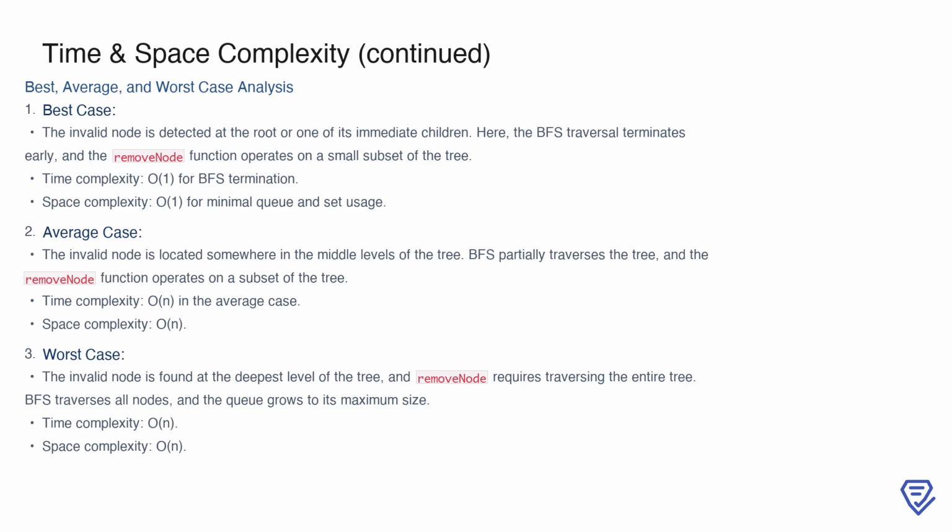Finally, in the worst case, the invalid node is found at the deepest level of the tree. BFS must traverse all nodes, and the queue size reaches its maximum. The remove node function also processes the entire tree. Despite this, the time and space complexities remain O(n), demonstrating the robustness of the solution under all scenarios.